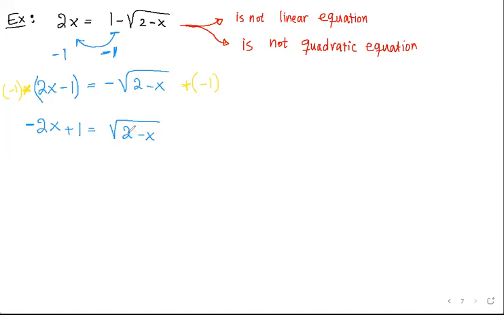And then we square both sides. Now we're squaring both sides. This is the important idea here. We square these two sides, square this side.